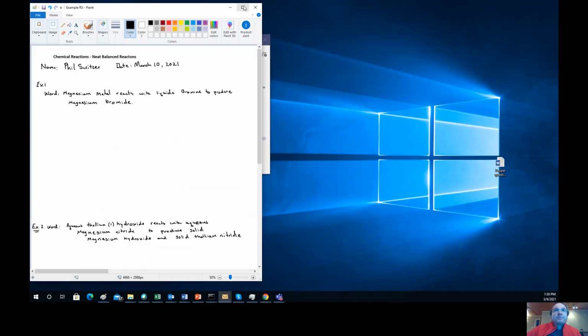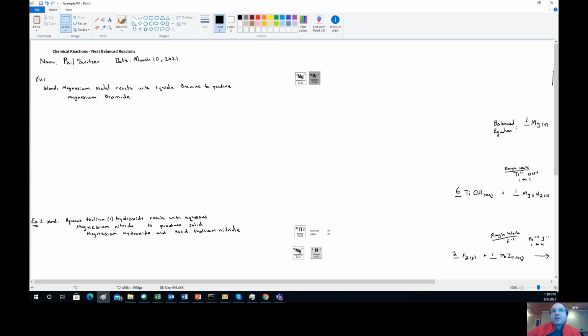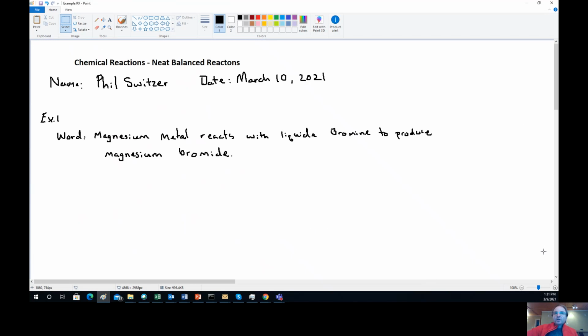Okay, we've got 3 examples we'll look at. Let's zoom in on this first one. What you're going to want to do is write this word equation out with me. I've got it written. I'm going to read it. So magnesium metal reacts with liquid bromine to produce magnesium bromide. This is a formation reaction.